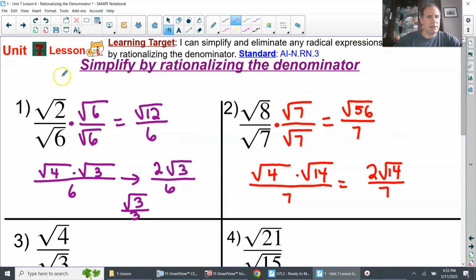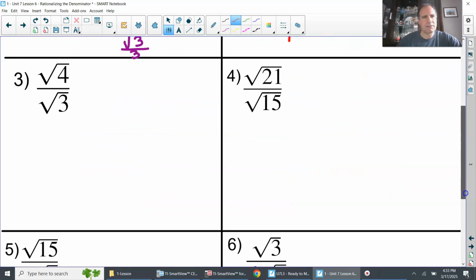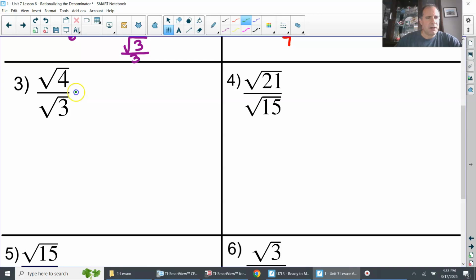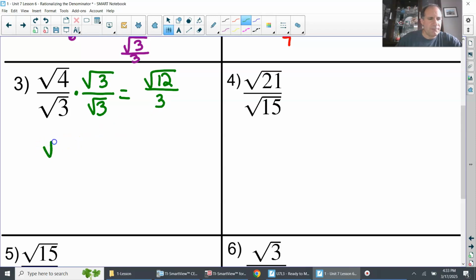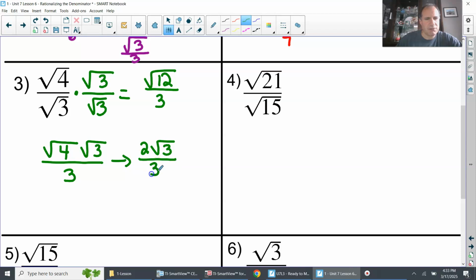So here we go. We're going to rationalize the denominator by multiplying by square root of 3 over the square root of 3. So all of that equals square root of 12 again over 3. And the square root of 12 is 4 times 3 over 3. And you get 2 radical 3 over 3. And you can't reduce it. It's good.